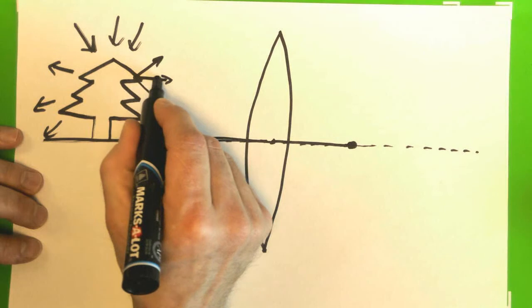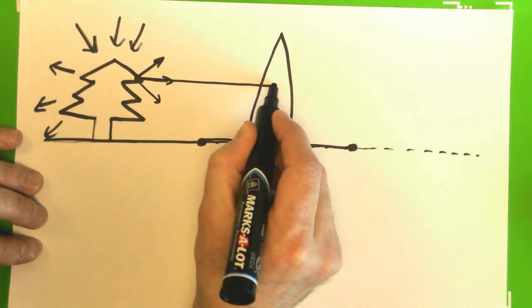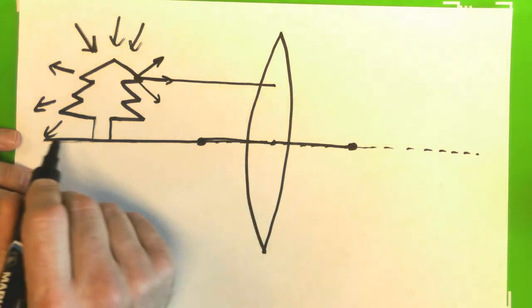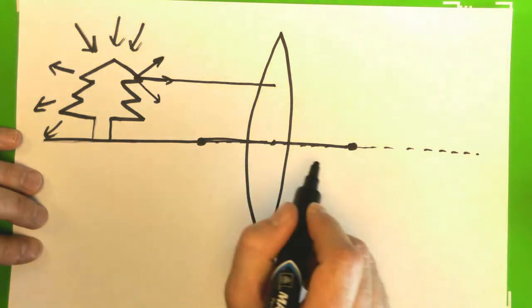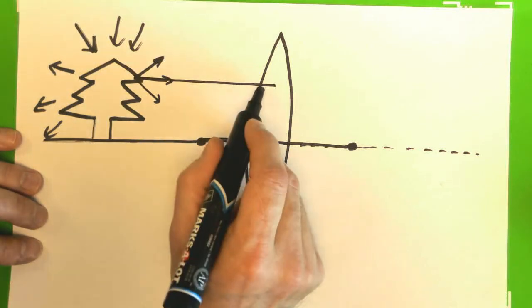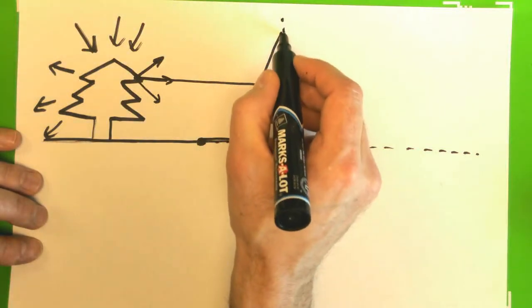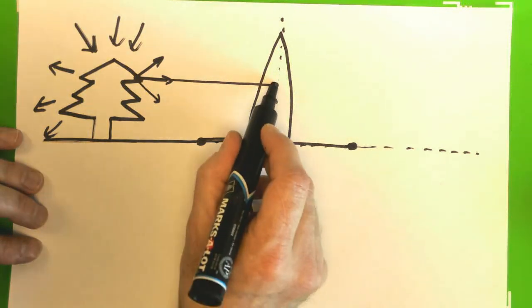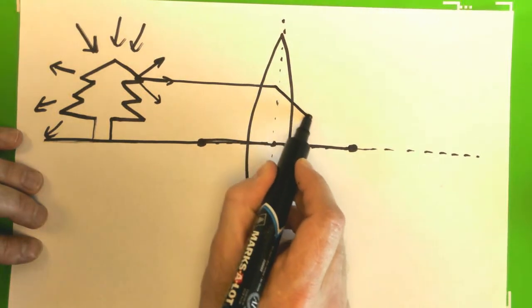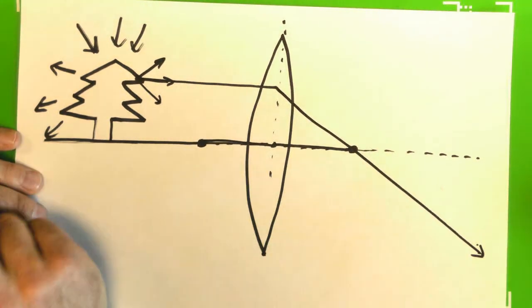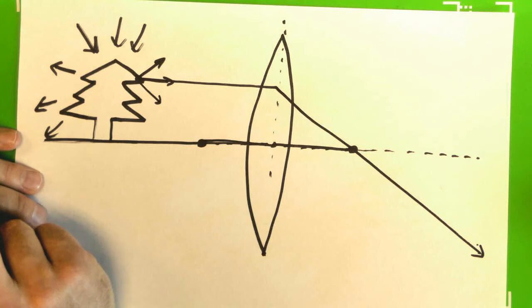It's the ray that enters the lens parallel to this axis here, this axis that goes straight through the center of the lens. We call that the parallel ray. And the thing we know about that ray is when it comes to this midpoint of the lens, it bends such that it goes through the opposite focal point.